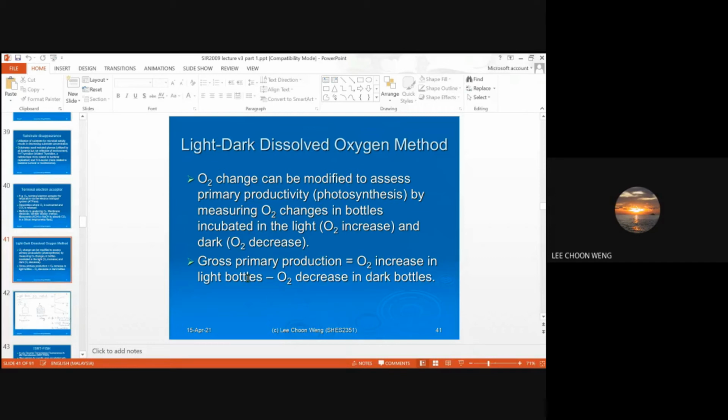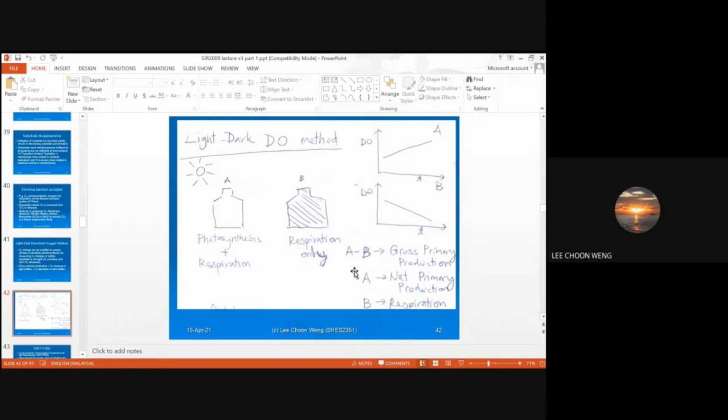So we are able to obtain the following results. So when you incubate, for example, your samples, one in a clear bottle like this and one in a dark bottle like this, then you incubate it under the sunlight. So here, photosynthesis and respiration will occur, whereas in the dark bottle, only respiration occurs. So theoretically, the dissolved oxygen in A should increase, whereas the dissolved oxygen in B should decrease.